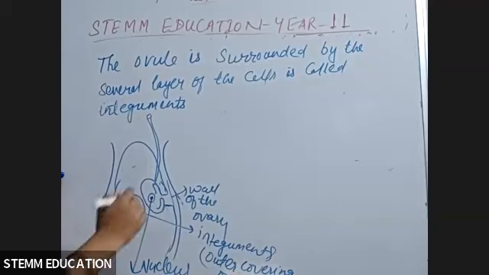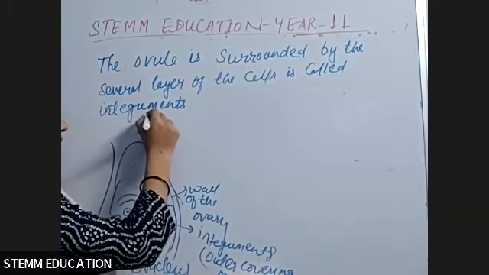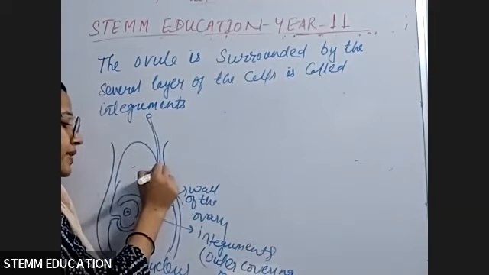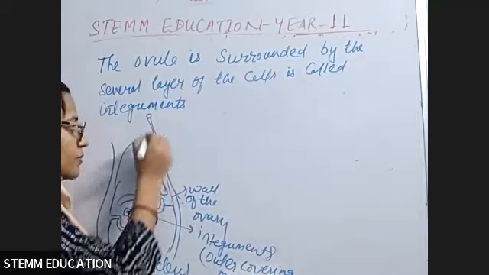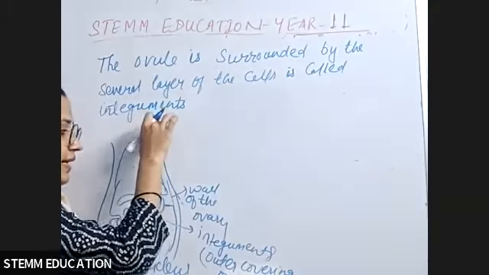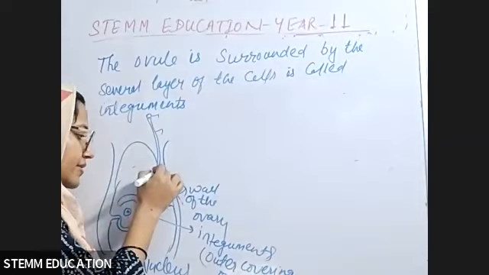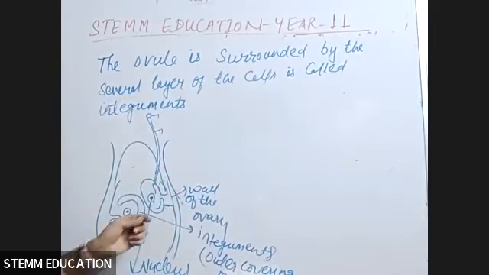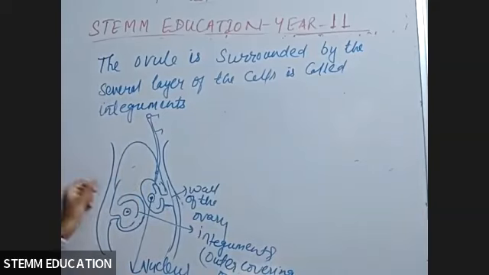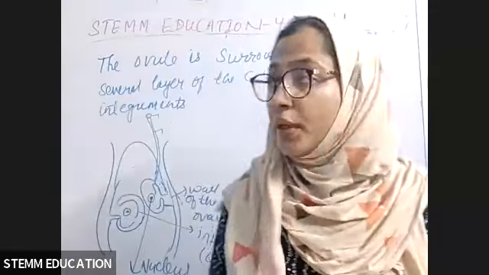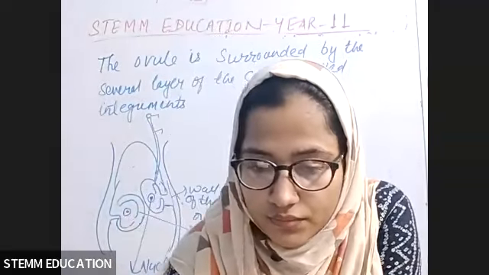See, this is the stigma, this is the style, and this one is the pollen grain. It's trying to reach the ovule. This is the ovary, this is the ovule, and the pollen grain is trying to reach the ovule to collide with the nucleus of the female reproductive part. All right. So this is the basic diagram of the ovule.